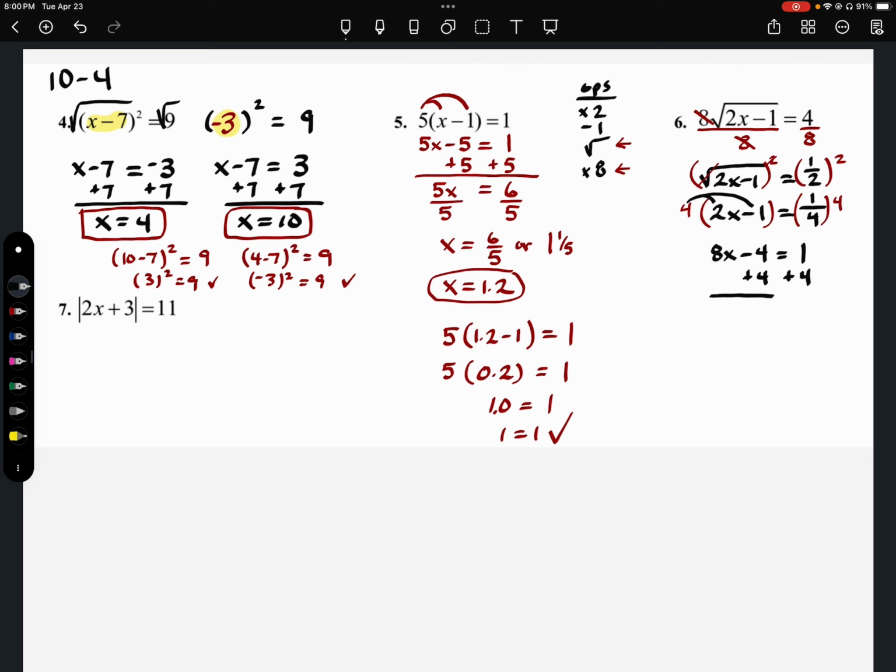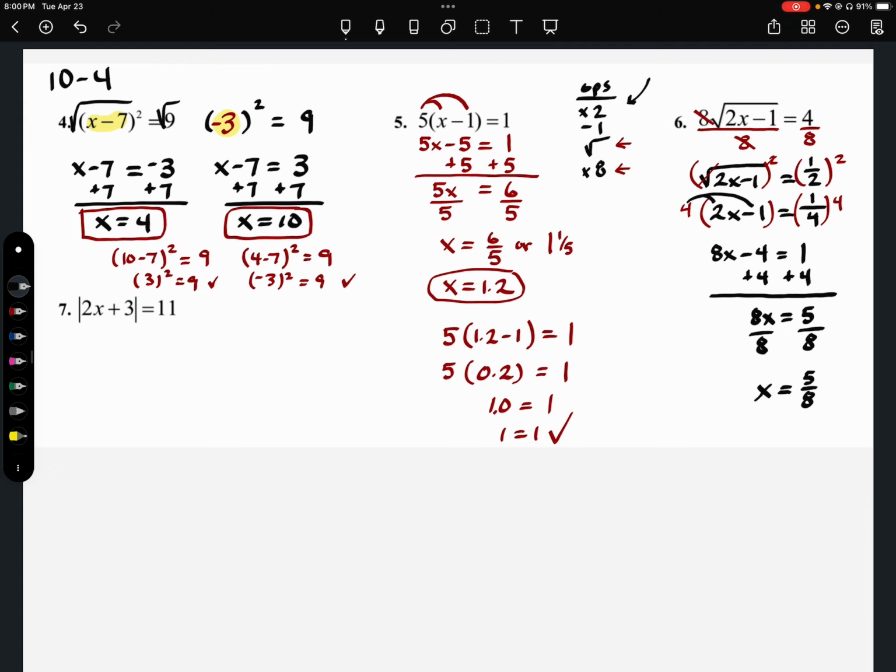Let's add 4 to each side. We've got 8x is equal to 5, and then we're going to divide each side by 8, and we get x is equal to 5/8. And you notice there we didn't actually go through all the rest of the order of operations here, but sometimes if you switch methods in the middle, you may not finish one of the methods.